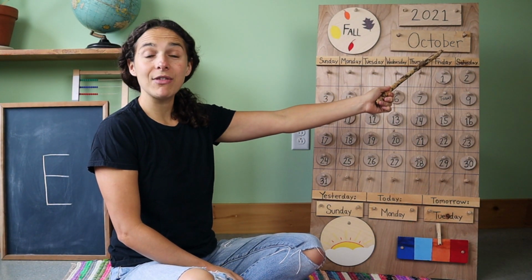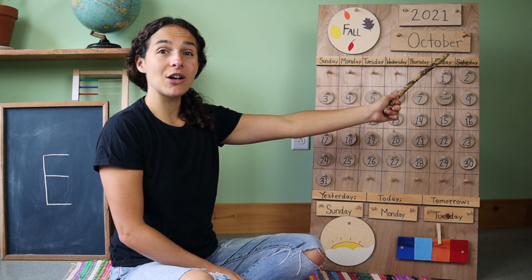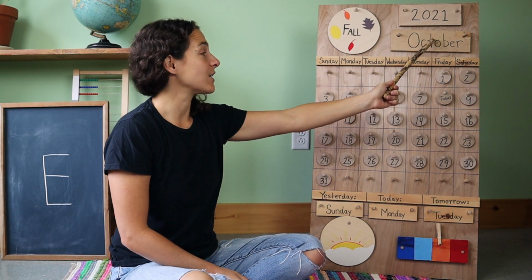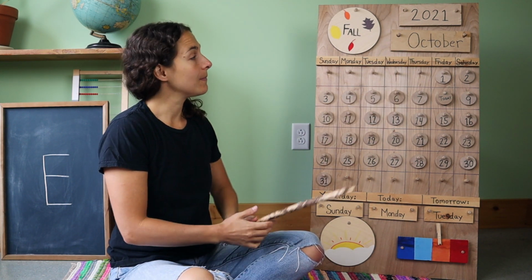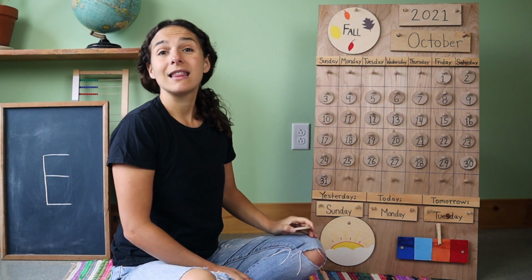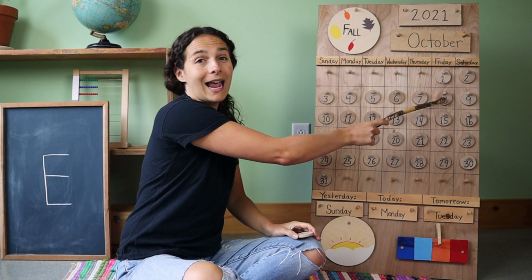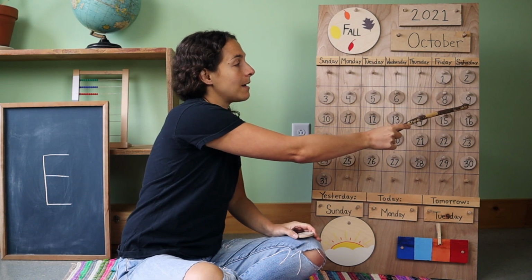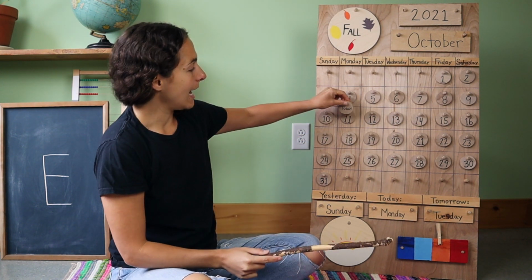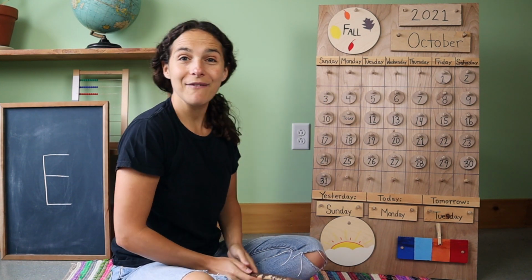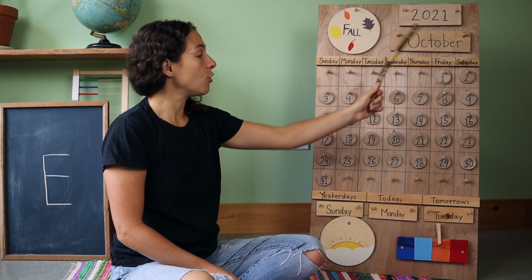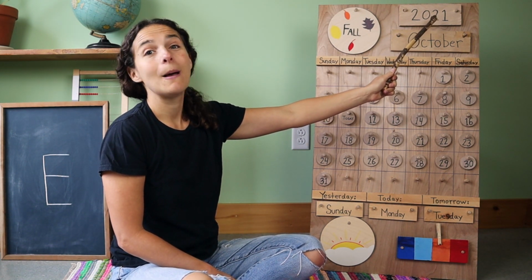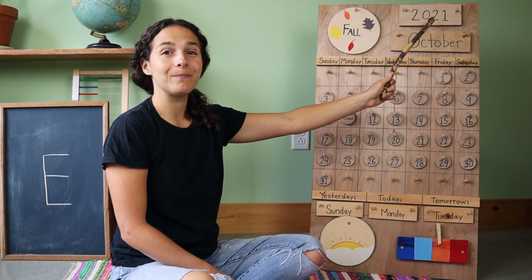Right up here, we have the month. Do you remember what the month is called? October. And today is October 11th. So let's move the chip over. The last time that we met was Friday, October 8th. So let's move the chip over from the number 8 to the number 9, 10, and put it right on the number 11, because today is October 11th and the year is 2021.